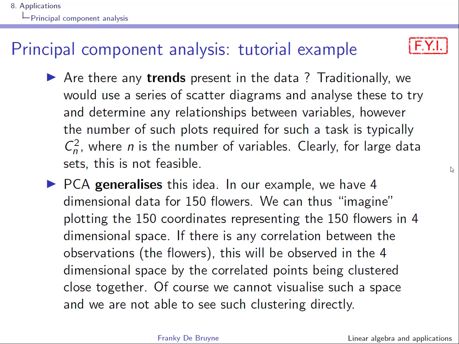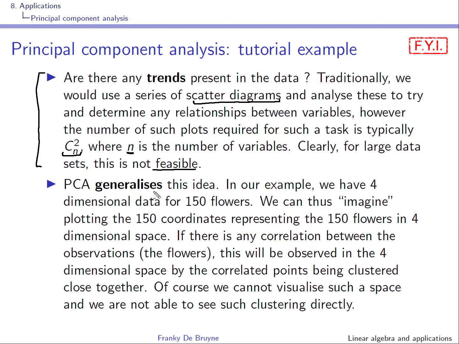So this is the technique that we have just applied. We use what are called scatter plots. We plot one variable against another and we analyze things. Of course, if there are n variables, the number of scatter plots will become very high. This is the number of combinations of 2 in n, and clearly for a large data set with large numbers of variables, this is not feasible.